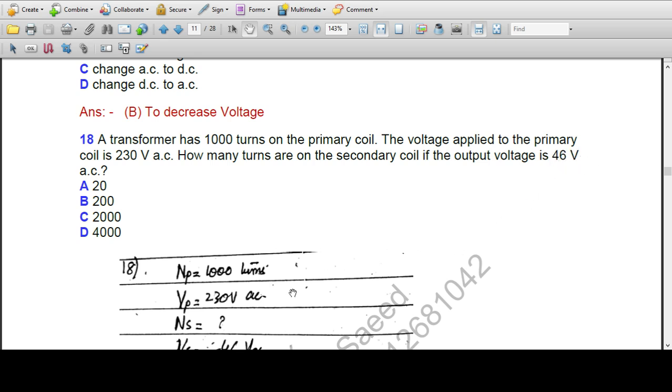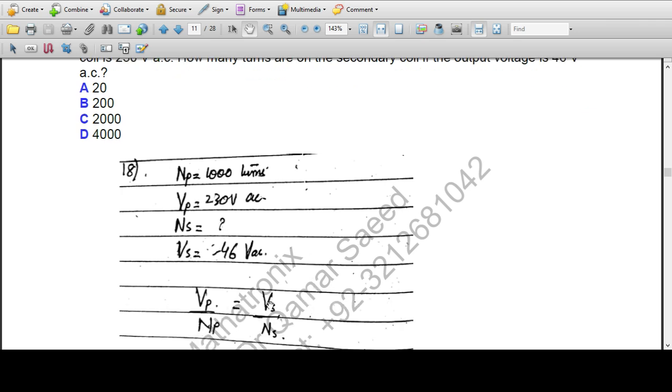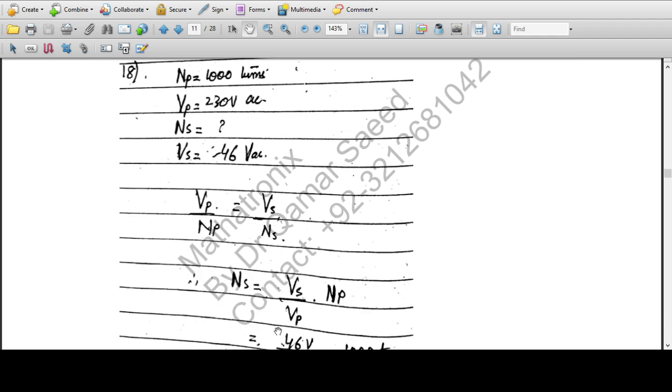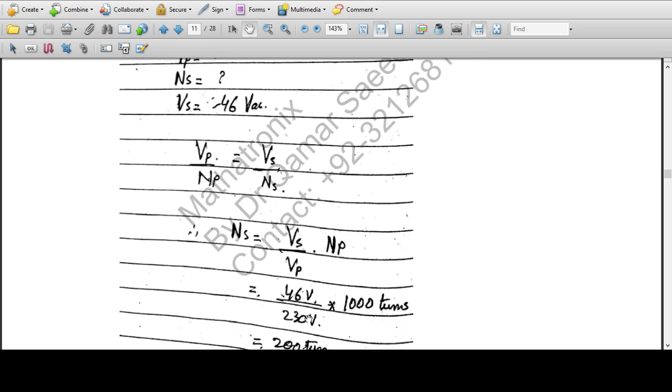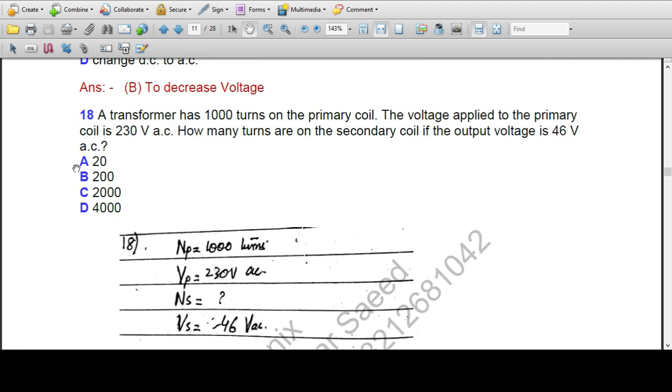Output voltage is 46 volt, which means secondary voltage is lower than the primary. So the number of turns on the secondary will be lower, because the voltage on the secondary is lower, 46 volt. So Vp upon Np is equal to Vs upon Ns. Ns is equal to Vs upon Vp into Np. So 46 volt, 230 volt, 1000 turns. So the result is 200 turns on the secondary. This answer B is correct, which is 200.